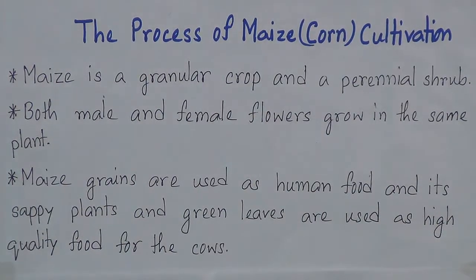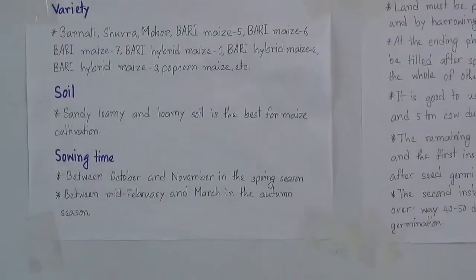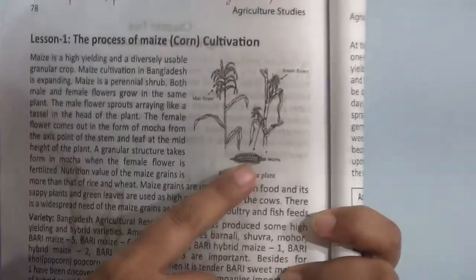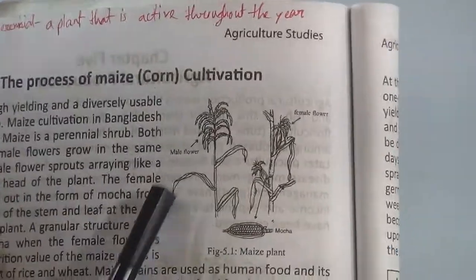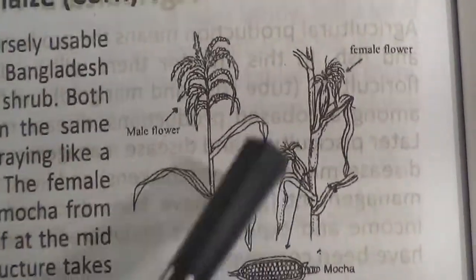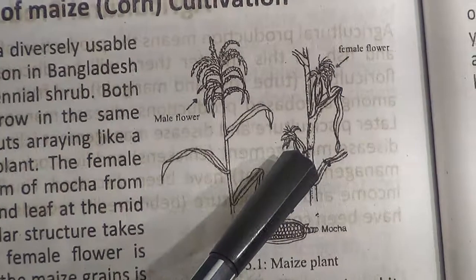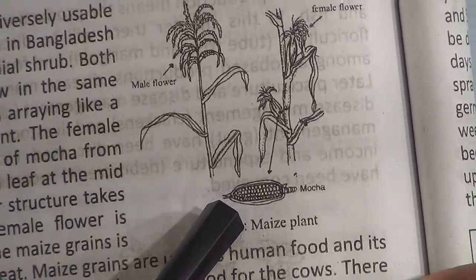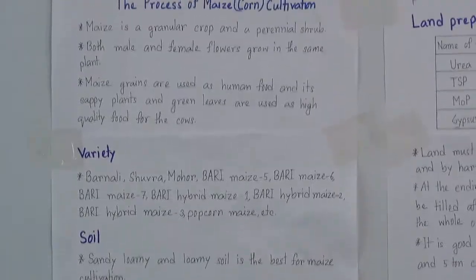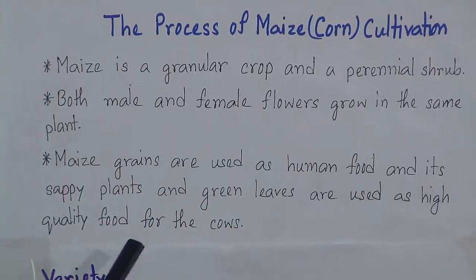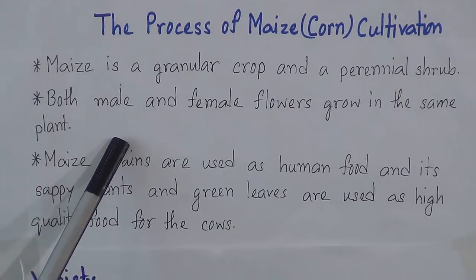And now look at your book, page number 78. All of you take your book. Now look, page number 78. There is the maize plant, and there is a male flower, a tassel, in the head of this plant, and mocha comes out from the axis point of the plant. Now look, this is the picture of the mocha. So the female flowers come out in the form of mocha from the axis point of the stem, and the female flower is fertilized.